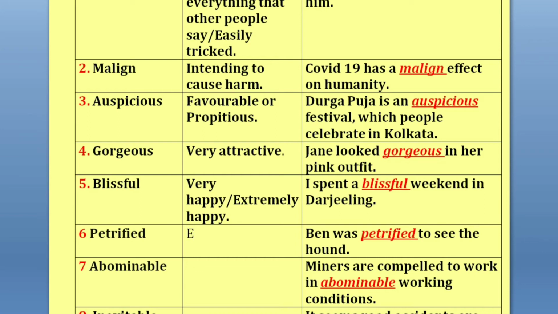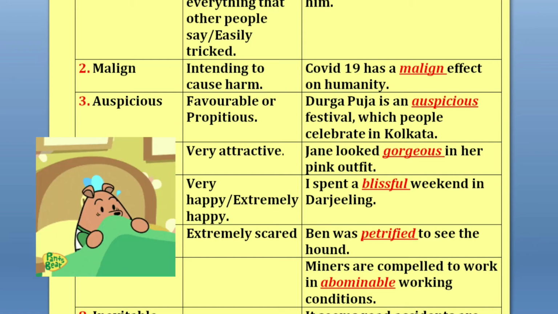So you can say extremely scared, or you can also use the term terrified, okay? So as you see, let me read out the example. Ben was petrified to see the hound. That means he was extremely afraid and scared to see the hound, okay? So that's the way you can use this word petrified. We can also use another word, that is terrified, which is quite similar, right?